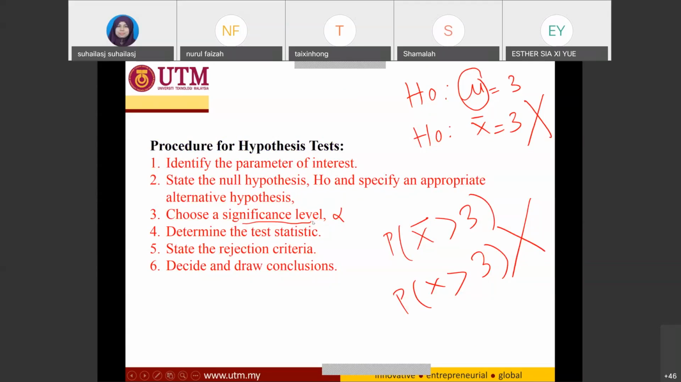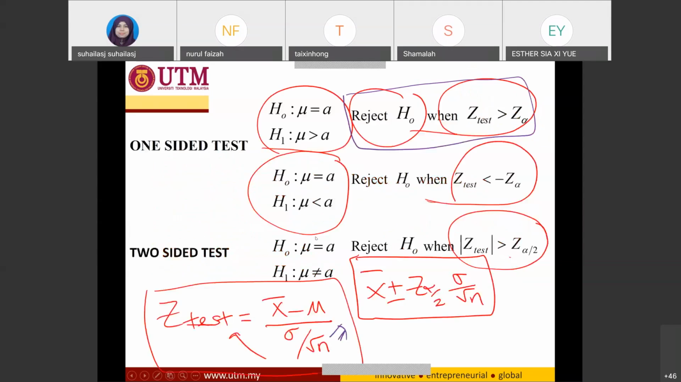We choose a significance level alpha. Normally alpha is given in the question. Then determine the test statistic, state the rejection criteria, decide, and draw the conclusion. So in hypothesis testing, we have one-sided and two-sided, or one tail and two tail. One-sided means only one area.